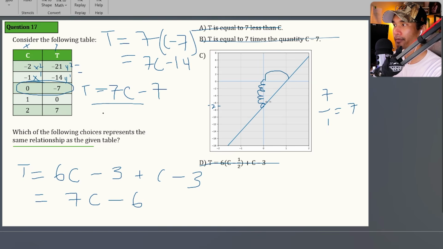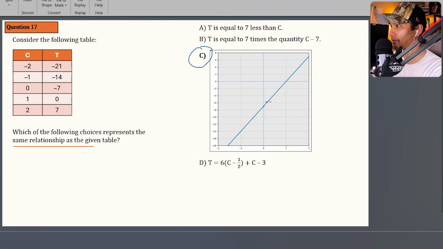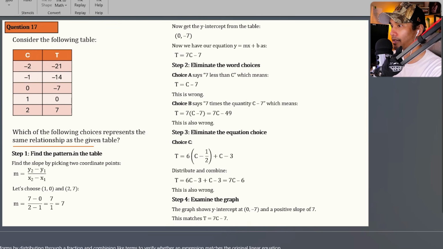Okay, C, that's my final answer. And C is the final answer. C is the correct answer. Why? Let's go see. Step 1, we find the slope by picking 2 coordinate points. Okay, exactly what we did. And then over here, they chose 1, 0, and 2, 7.